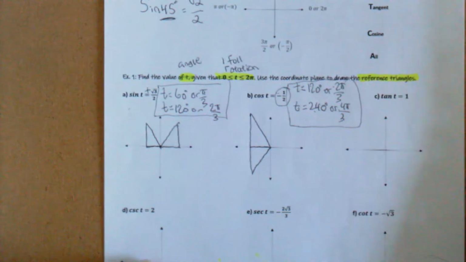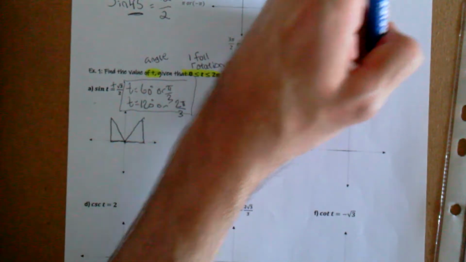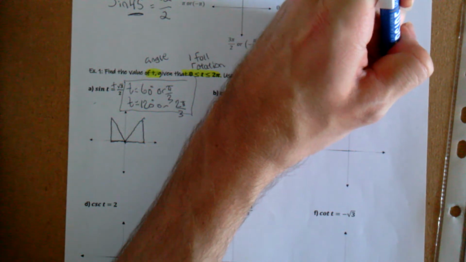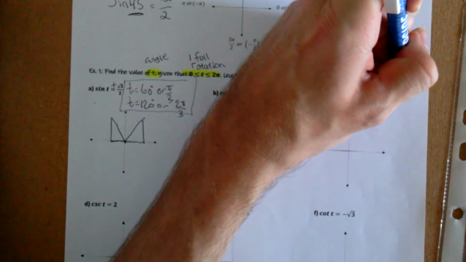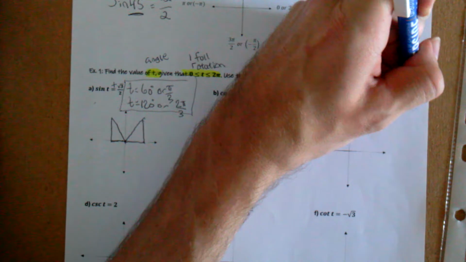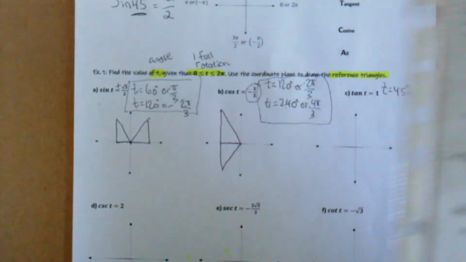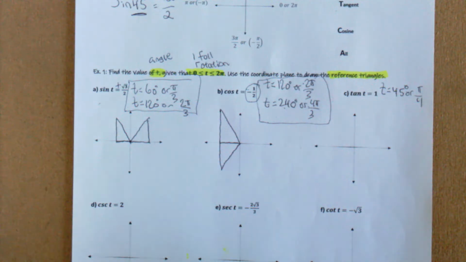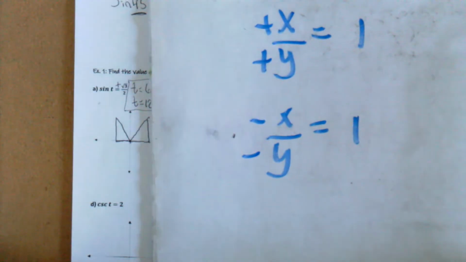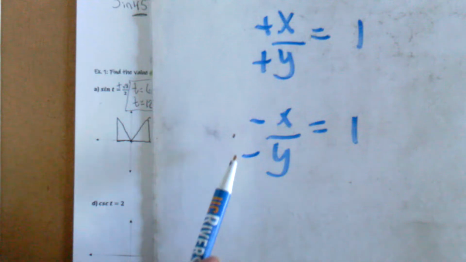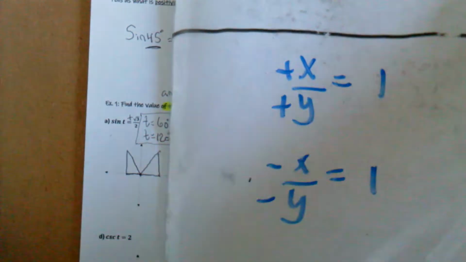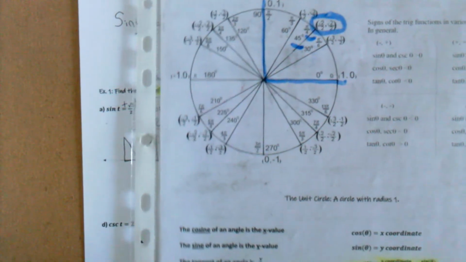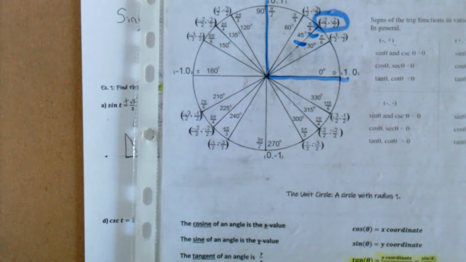So let's go ahead and write that as t. So t equals 45 degrees or pi over 4 radians. Now we need to find the other value for t. So we need both x and y to be negative. Go ahead and pause the video. Try to find on the unit circle where tangent might be 1 and x and y are both negative.